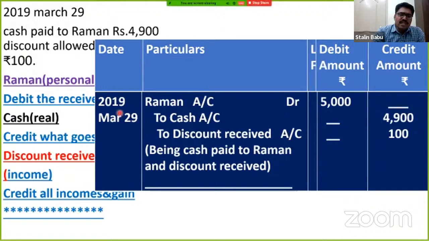So the entry is Raman account debit to cash account to discount received account. The date is March 29. What is the cash going out of the business? 4,900. What is discount received? 100. The total of these two, 5,000, should be written in the debit amount column against Raman account. If you observe these two transactions, there is one aspect in debit and two aspects in credit. These types of transactions are called compound entries.